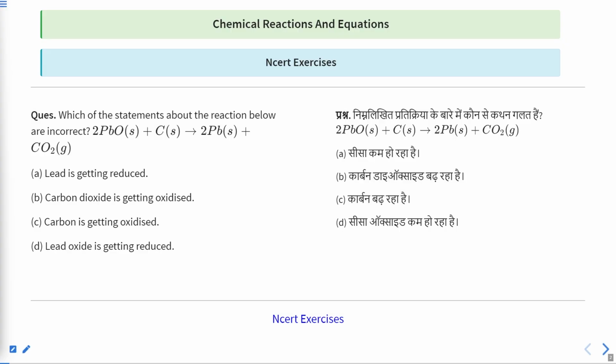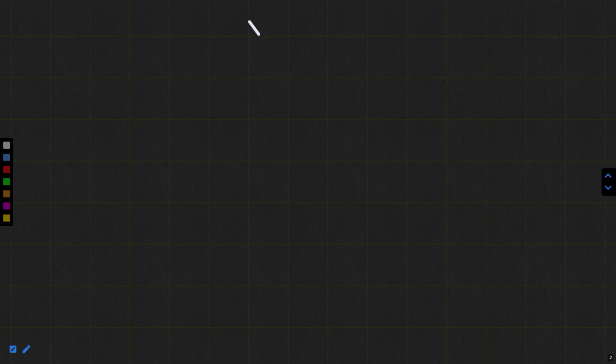Today we are going to start the chemical reactions and equations NCERT exercise. This is the first chapter in our NCERT book. As you know very well, in lower grades you understood what a chemical reaction is, and in theory classes you understood how we can balance any chemical equation.